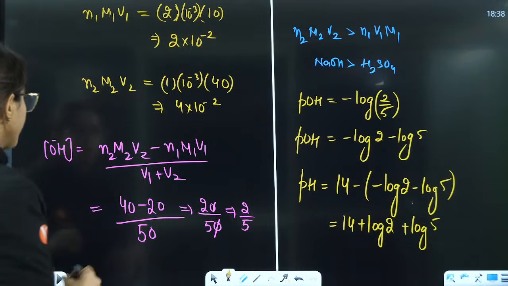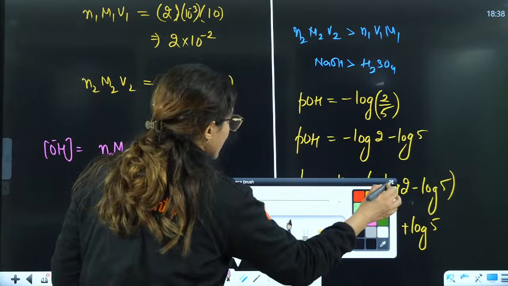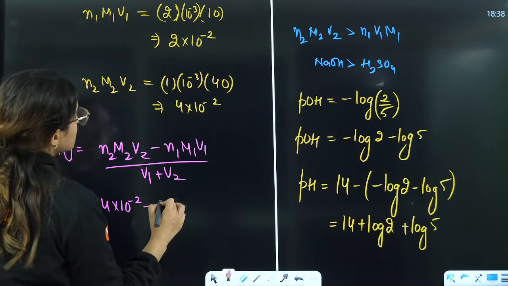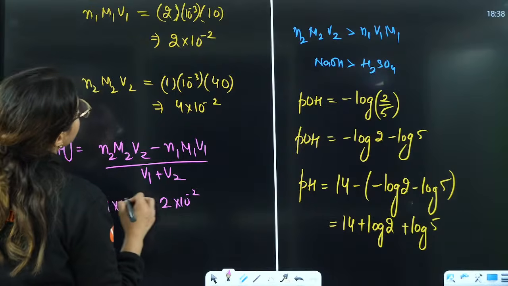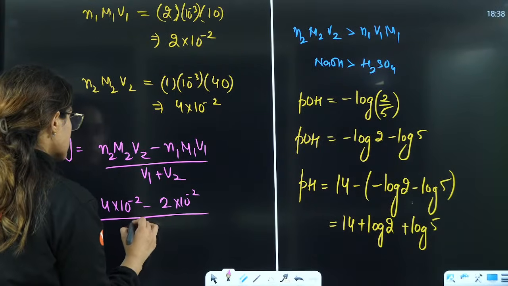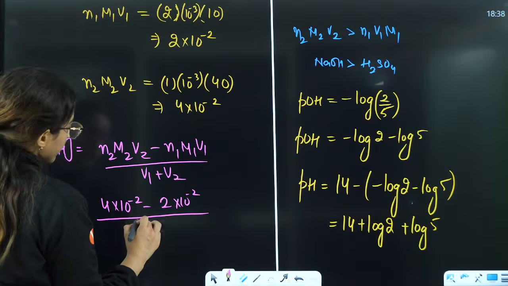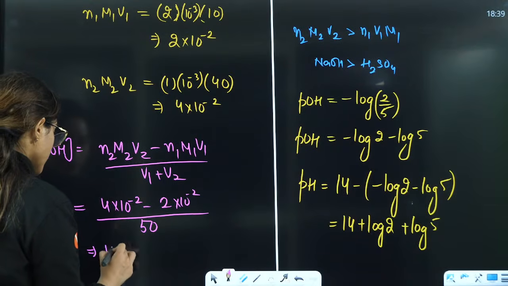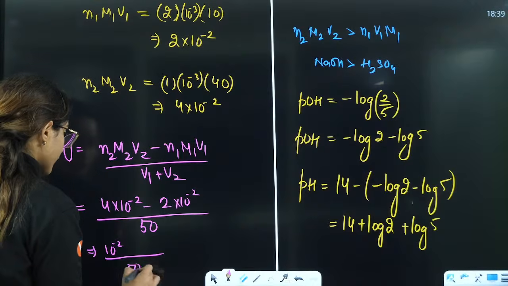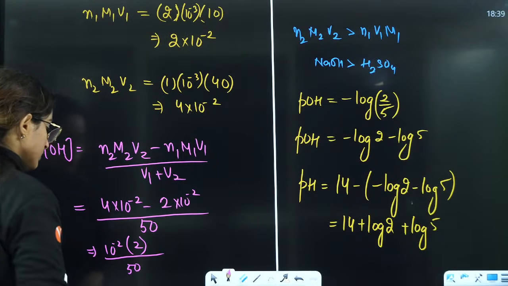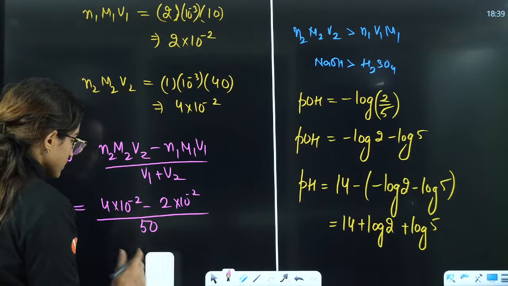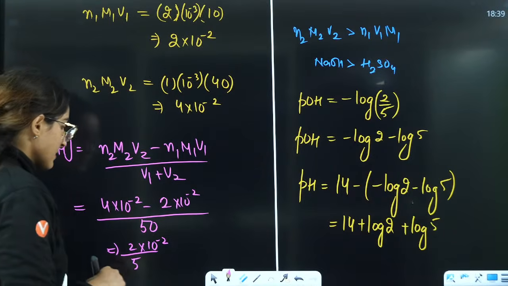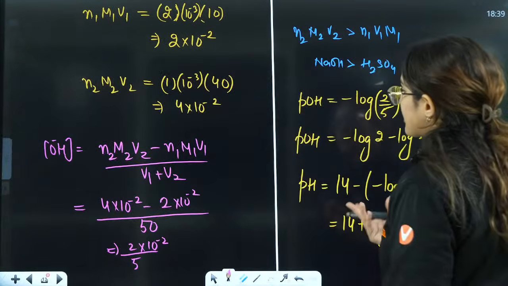Now, this will also change, then everything will change. So, this is 4 into 10 raised to power minus 2. This is 2 into 10 raised to power minus 2, right? This is V1 plus V2, 40, 50. This is going to remain the same. But this is 10 raised to power minus 2, take it as common. This is 50. This is 4 minus 2 is 2. Okay. So 2 into 10 raised to power minus 2 into 10 raised to power minus 2. Right. That is going to be the answer.